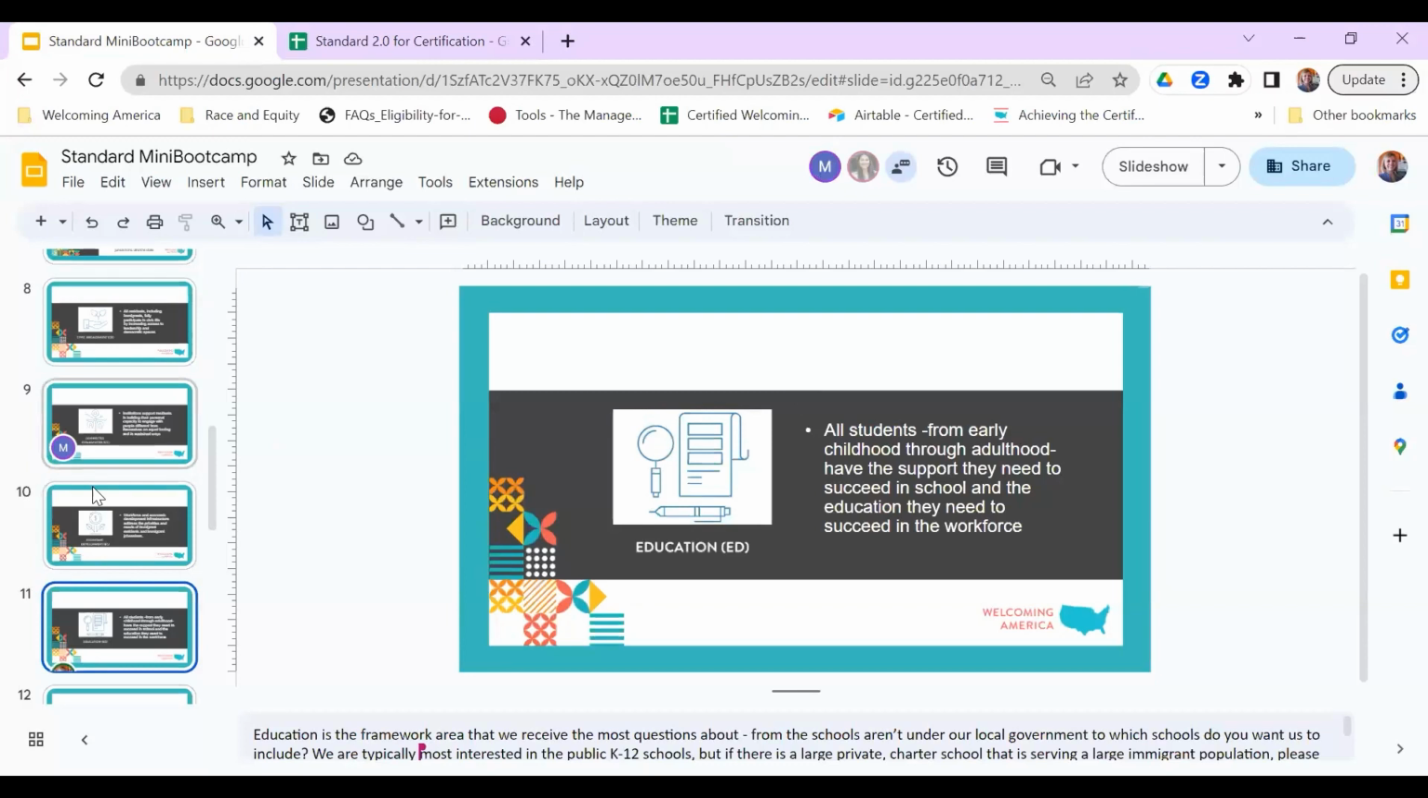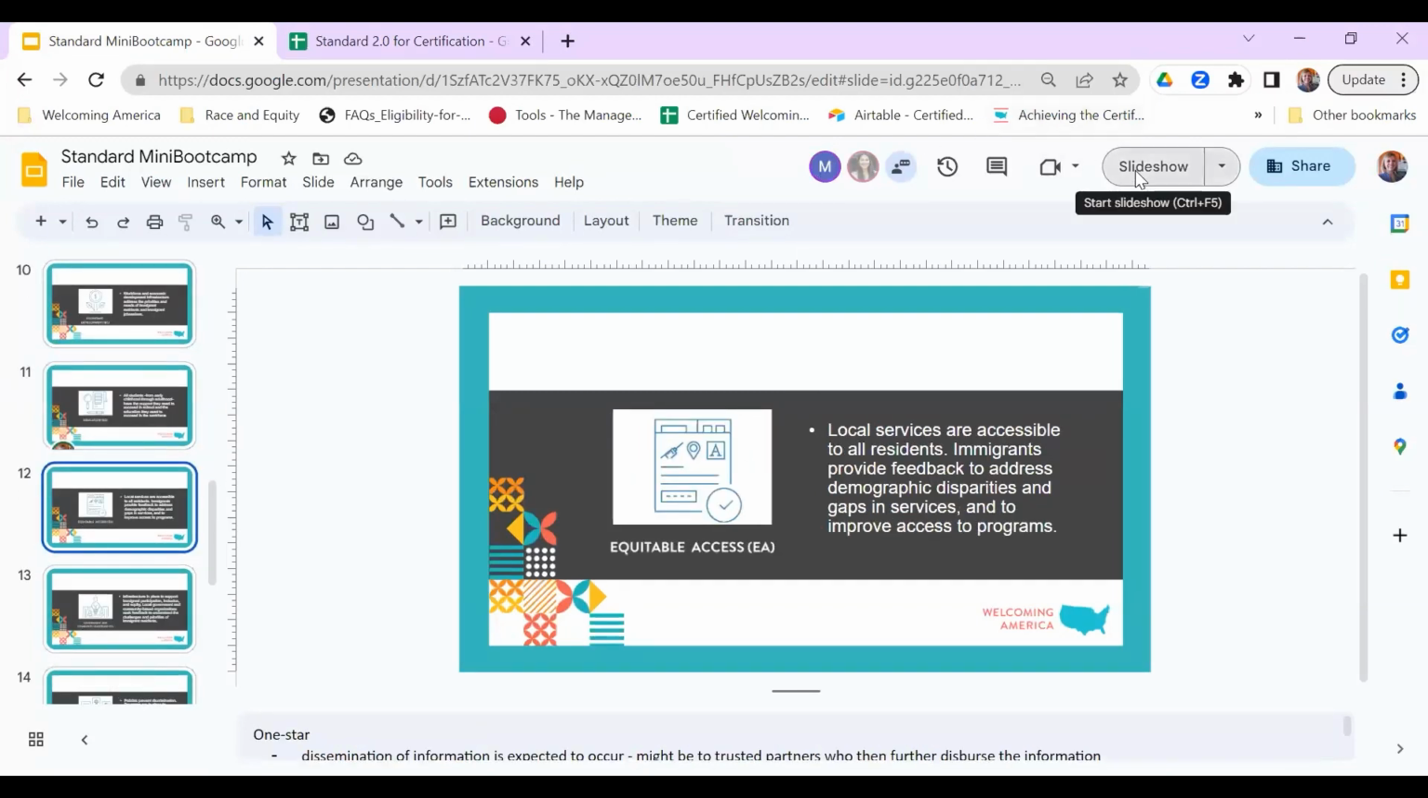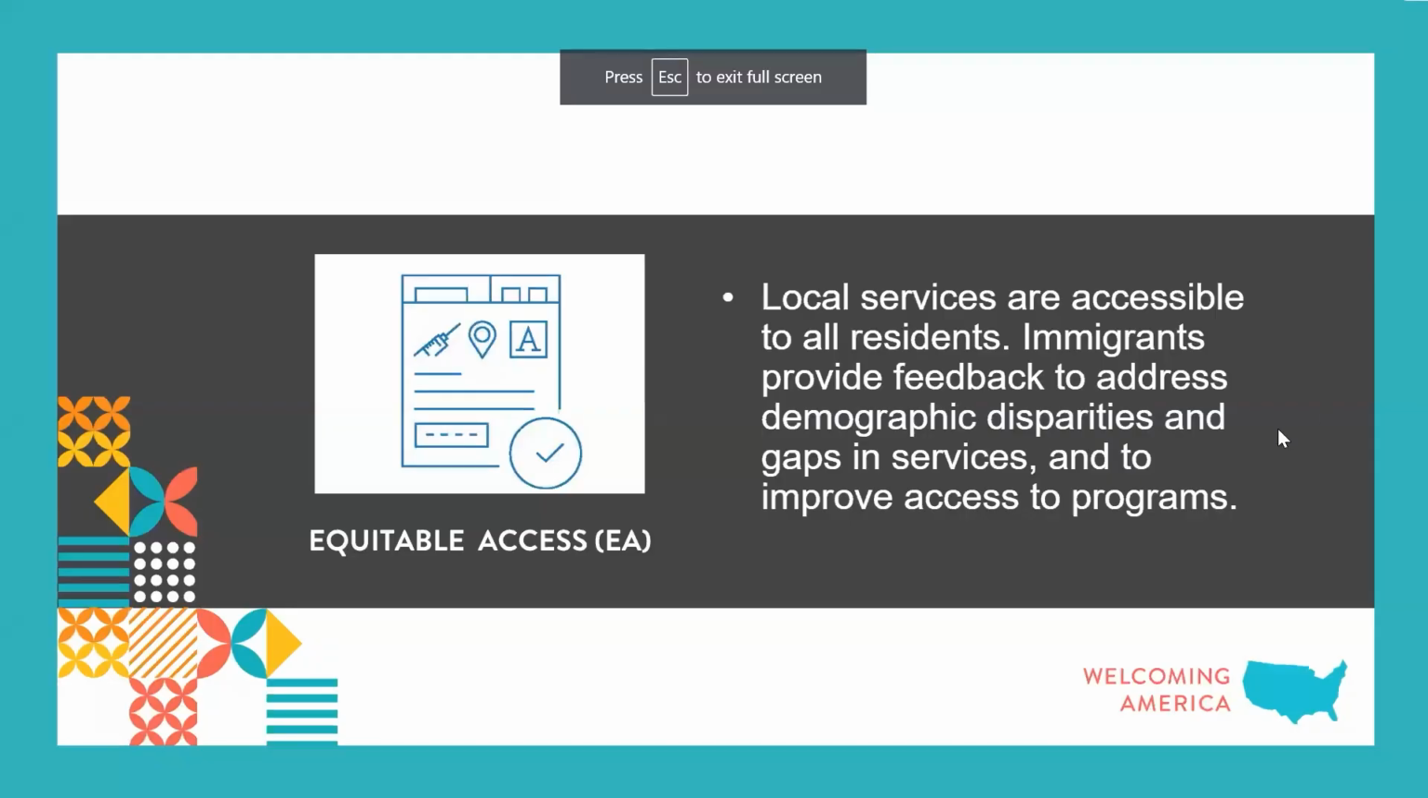Okay, so I think we are moving on then to equitable access. We're about halfway through the standard. It's our mini boot camp, guys. It's a lot of information and really in detail, nitty-gritty, helps you understand intent and the applications. I hope you're finding it helpful and not too overwhelming.